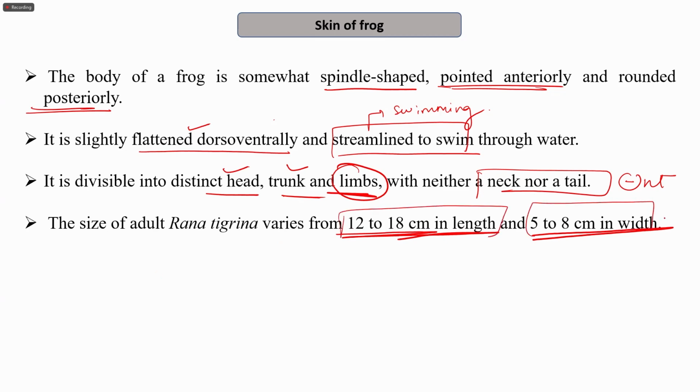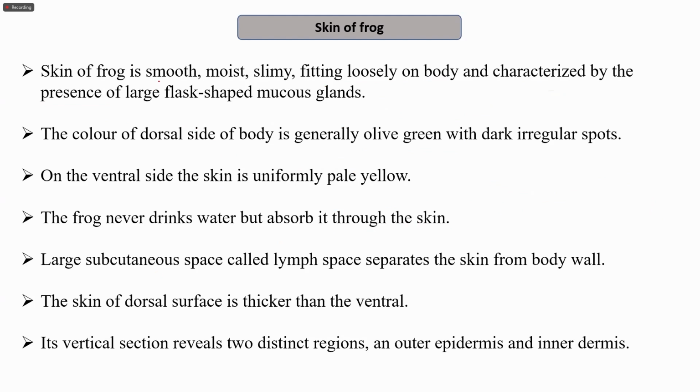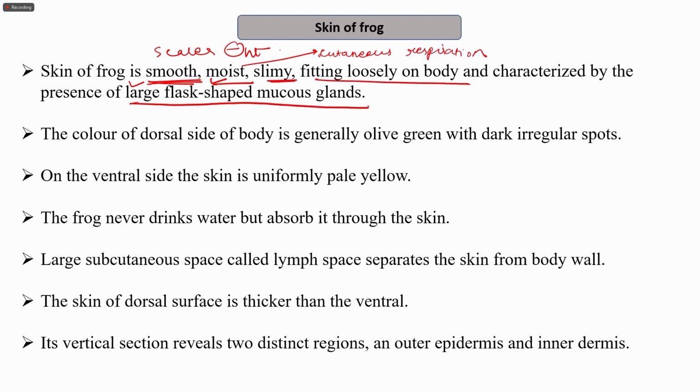The skin of the frog is smooth, as we discussed. It is moist, so scales are absent. This moist skin allows cutaneous respiration, that is, respiration through the skin. It is slimy, therefore very slippery, fitting loosely on the body and characterized by the presence of large flask-shaped mucus glands that secrete mucus, keeping the skin moist and slimy.